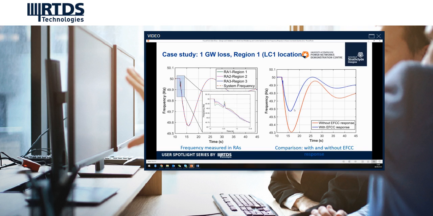As a result, if we compare the 2 cases with and without the EFCC scheme, when we introduce the EFCC control, we managed to bring the frequency nadir to a much higher value, which is above the 49.5 limit, the statutory limit in the UK. So what we are trying to do here is, by replacing the conventional primary response with faster response, to maintain the frequency nadir at a much more desirable level.